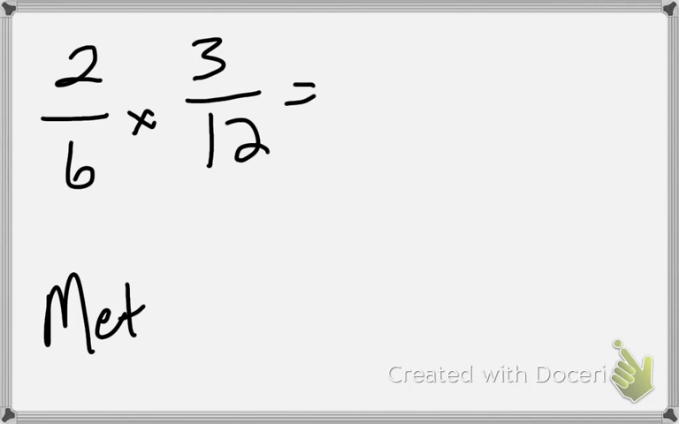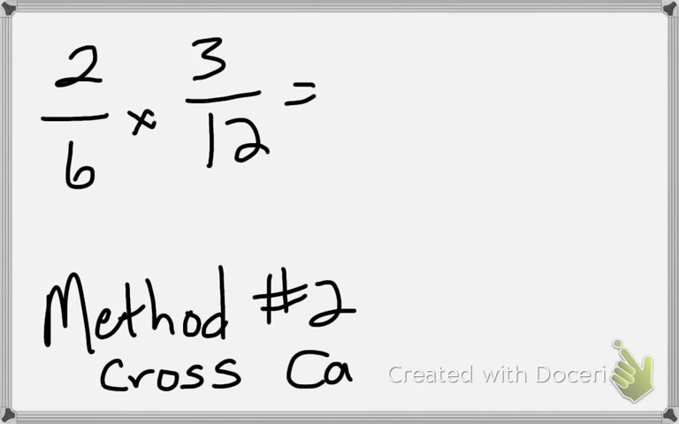Now there's a second way that you can solve the exact same problem. Method number 2 is the method that I like to call the cross-canceling method. Cross-canceling is really nice because it helps make an easier fraction to work with, so we're not dealing with such large numbers. The way that we do that is we take the numerator of one fraction and the denominator of another fraction. We ask ourselves, what is the largest number I can divide into both those numbers?